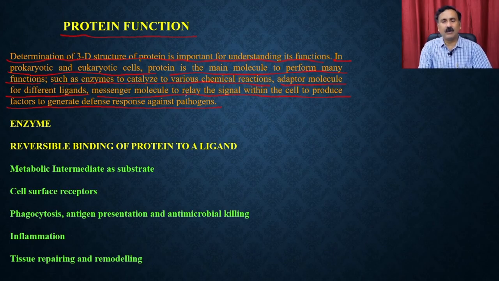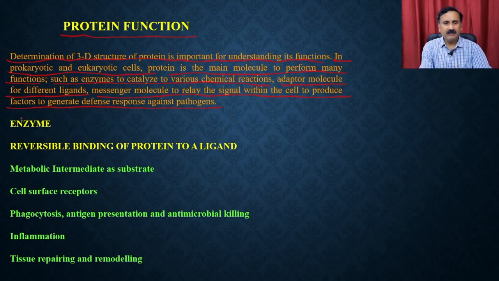It could have a role in catalyzing different types of chemical reactions. It could be an adapter molecule for different types of ligands, and that's how it participates in different types of biological responses. And then it can also relay information from one part of the cell to another part of the cell, or it can work as a messenger, right? So that it can go from one cell to another cell, and that's how it can convey the message.